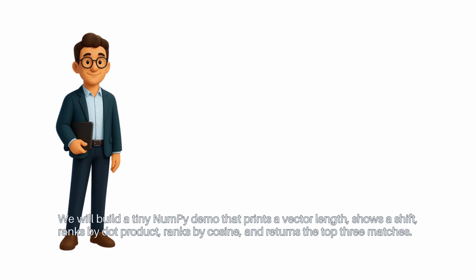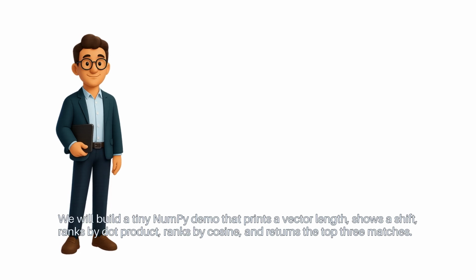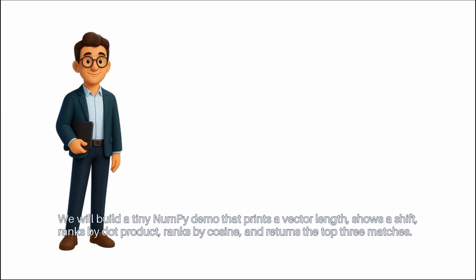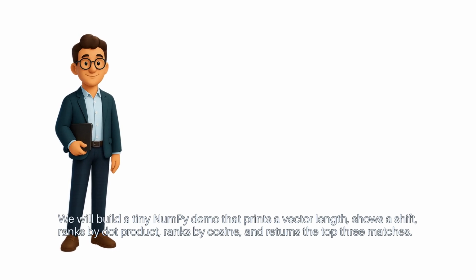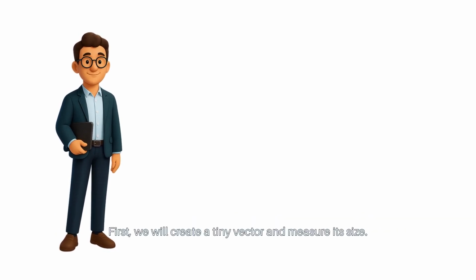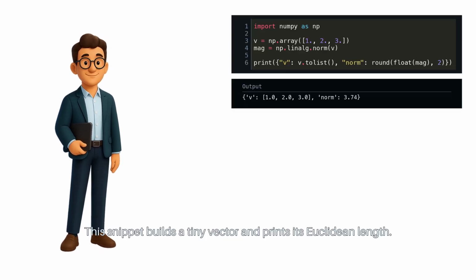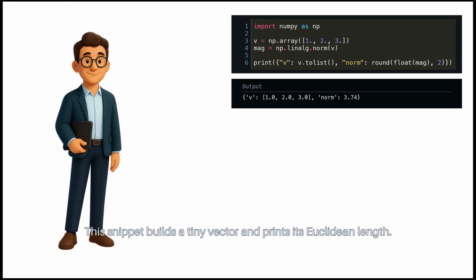We will build a tiny NumPy demo that prints a vector length, shows a shift, ranks by dot product, ranks by cosine, and returns the top 3 matches. First, we will create a tiny vector and measure its size. This snippet builds a tiny vector and prints its Euclidean length.